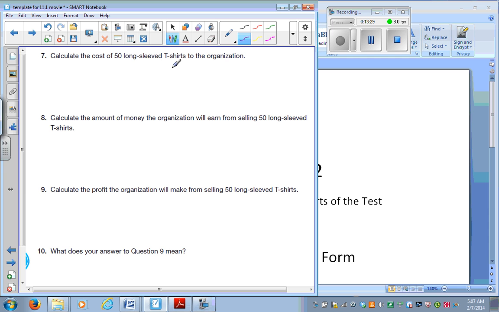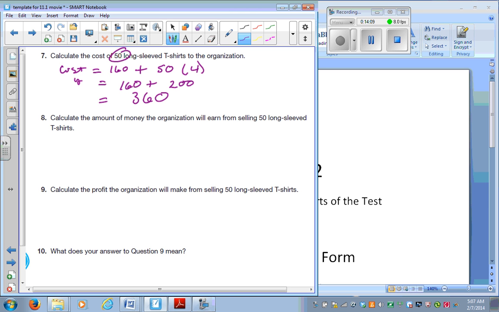So it says calculate the cost of 50 long sleeve t-shirts to the organization. Remember from our previous examples that your cost, otherwise known as Y, is equal to the $160 it's going to cost you regardless, plus $4 for every t-shirt that you buy. So 160 plus 50 t-shirts times $4. So 50 times 4 is 200 plus 160. So the cost of 50 t-shirts would be $360. That's how much it would cost the organization.